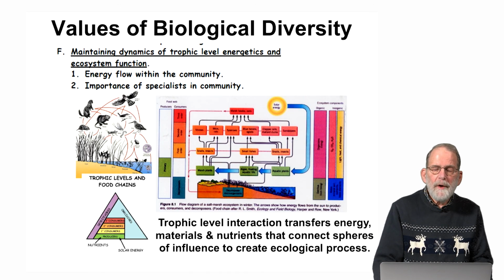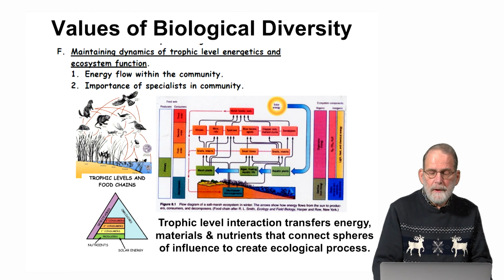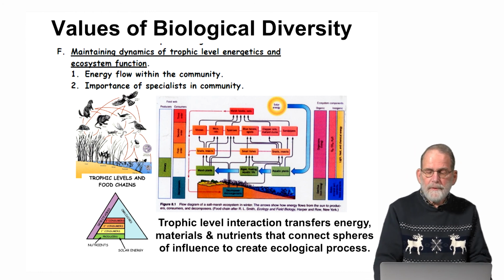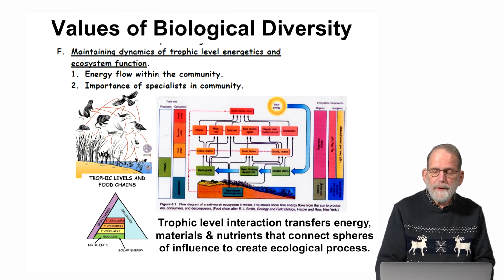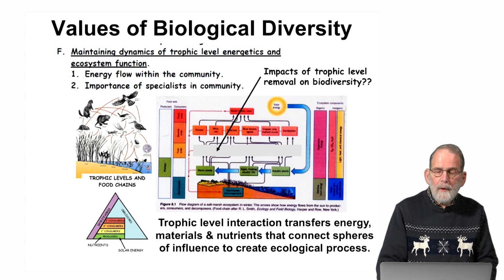Finally, we can talk about metapopulation dynamics of trophic level interactions and ecosystem function. Trophic level interaction transfers energy, materials, and nutrients that connect spheres of influence to create ecological process. So the question is, what happens when one trophic level is removed from the landscape, and what are the impacts of trophic level removal on biological diversity?